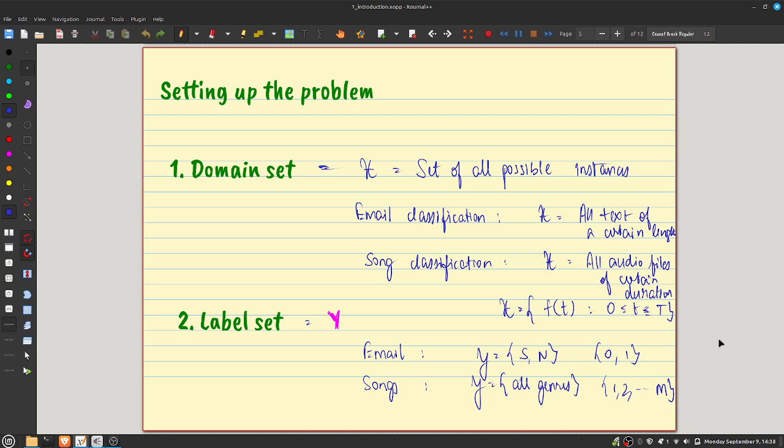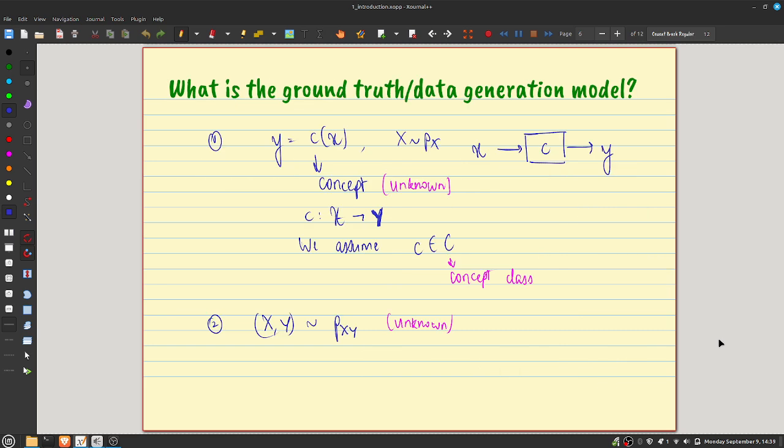In order to be able to mathematically say something about these problems, we need to make certain assumptions on the ground truth. That is, how is the data actually generated? So we'll use the simplest yet most general framework for this. You can view the ground truth as some sort of a black box. There is something that is true. So given an input, this black box outputs what the label is.